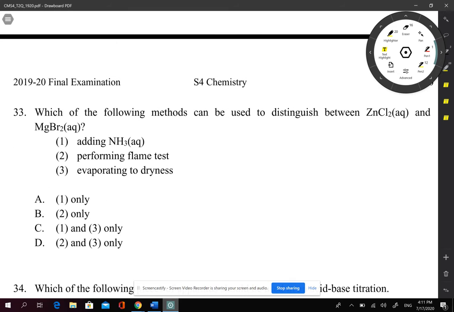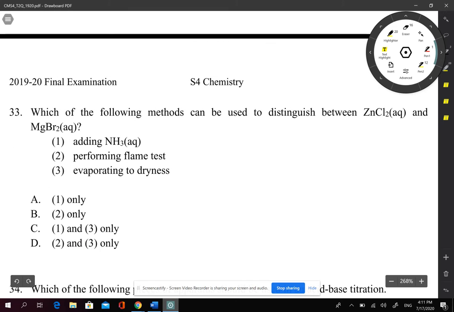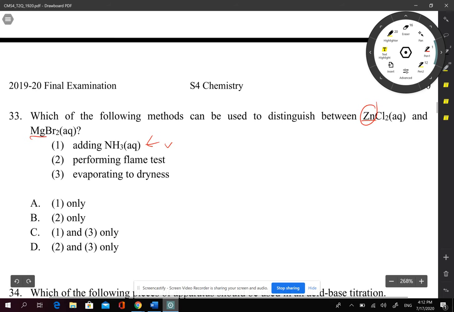Okay, for question number 33, which of the following can be used to distinguish the 2 compounds? First of all, remember zinc: when you add ammonia solution to zinc, a little amount of ammonia will form a precipitate, and then finally, when excess ammonia is added, it will dissolve. But for magnesium, when an alkali is added, it will form a precipitate and never dissolve even if excess alkali is added. So the first can be used to distinguish.